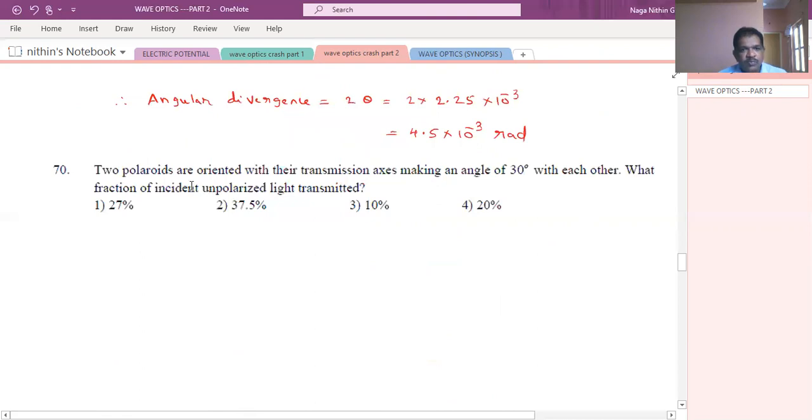Next, two Polaroids are oriented with their transmission axes making an angle of 30 degrees with each other. Here one Polaroid is there.